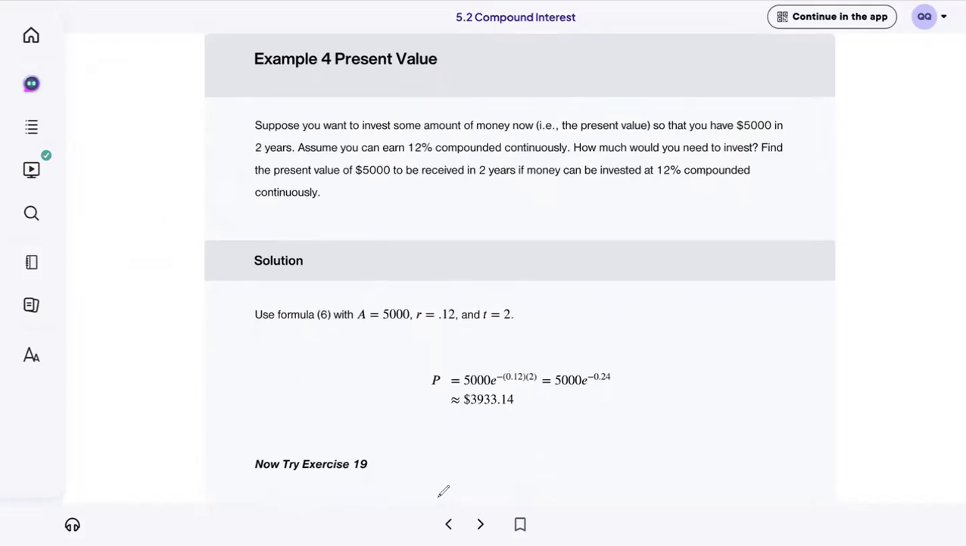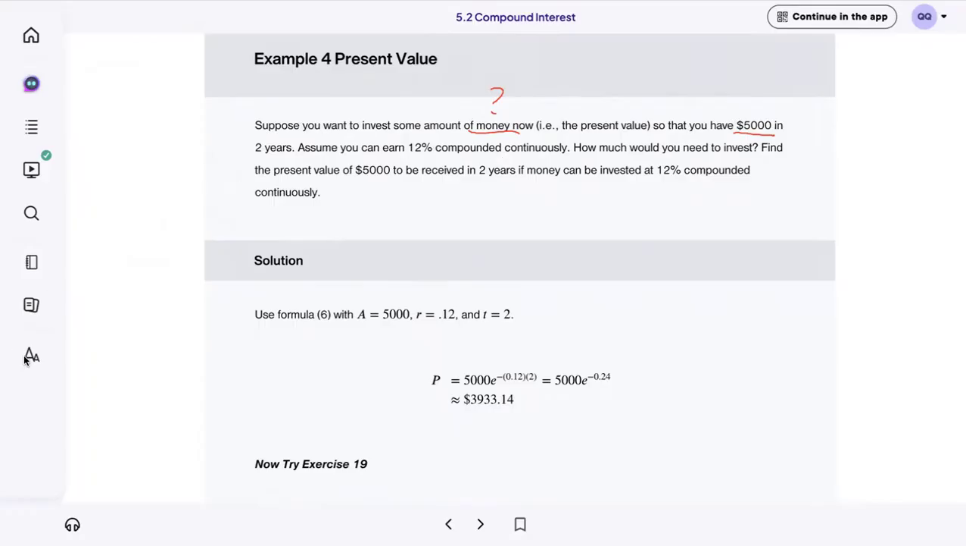Let's see this example. Suppose you want to invest some amount of money now, you don't know how much, so that you can have $5,000 in 2 years. So that's money in the future. Assume you can earn 12% compounded continuously. How much would you need to invest now?